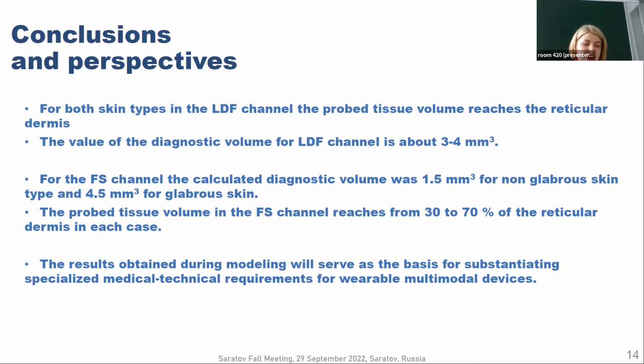The obtained result can be used to better understand and improve the quality of diagnostic information which we obtain with wearable laser Doppler flowmetry and fluorescence spectroscopy monitors. This result will be used to substantiate the specialized medical and technical requirements for wearable multimodal diagnostic devices.